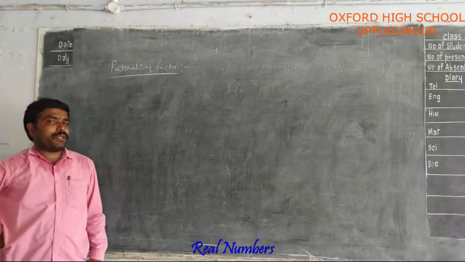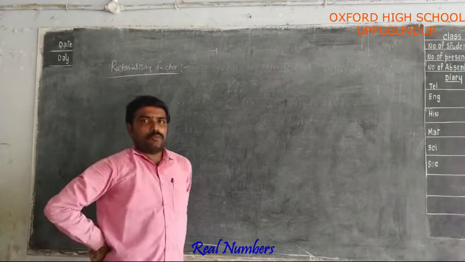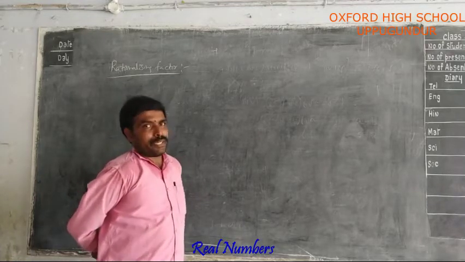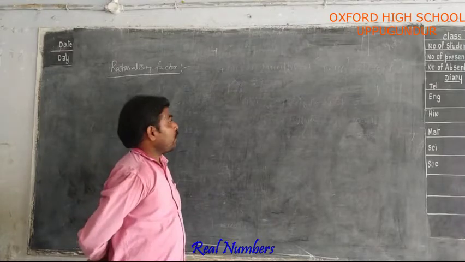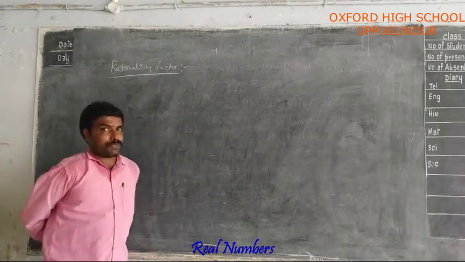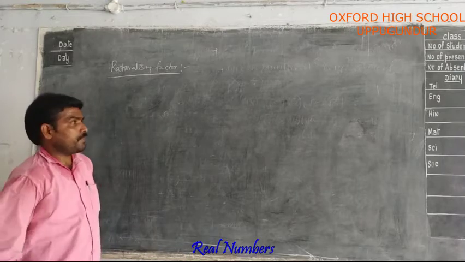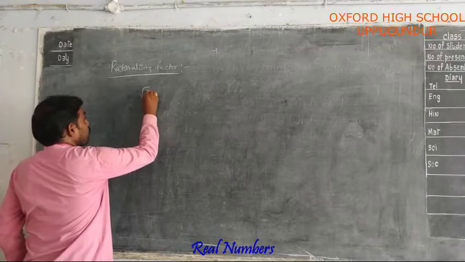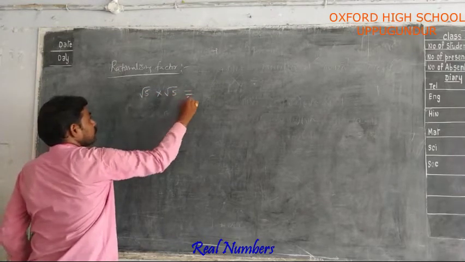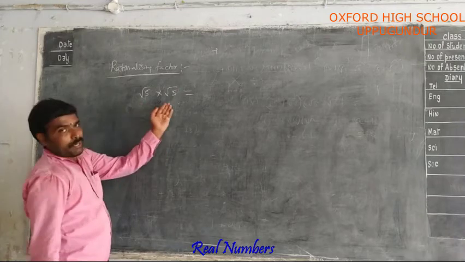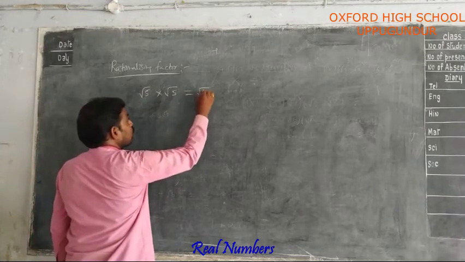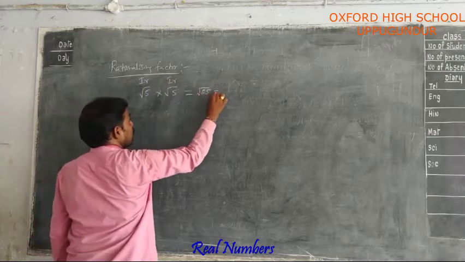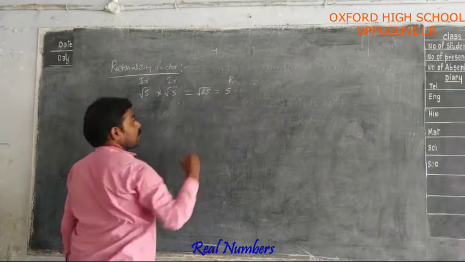If the product of any two irrational numbers, when you multiply any two irrational numbers, gives a rational number, then we can say those two irrational numbers are rationalizing factors of each other. For example, take root 5 into root 5. What is root 5 into root 5? Root 25. Root 25 is 5, rational.